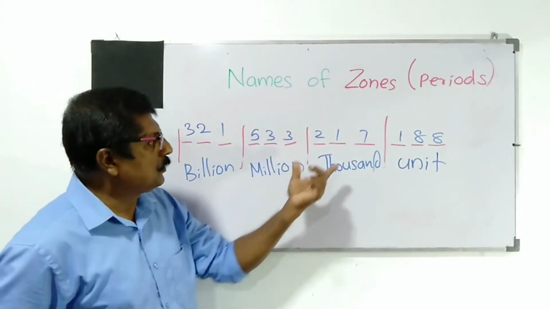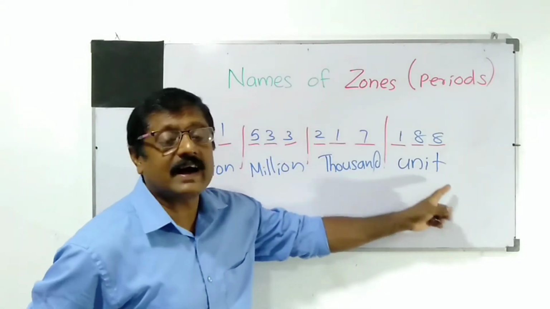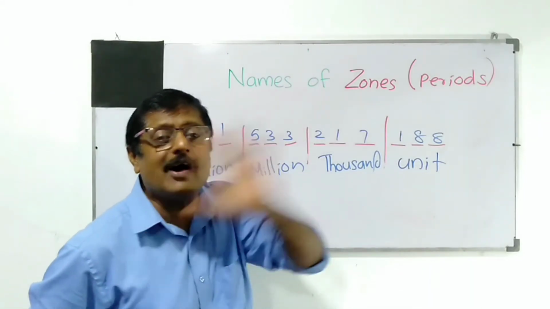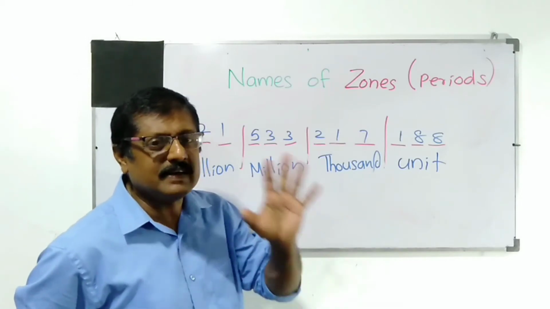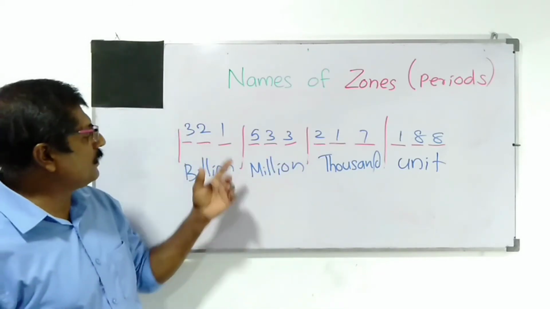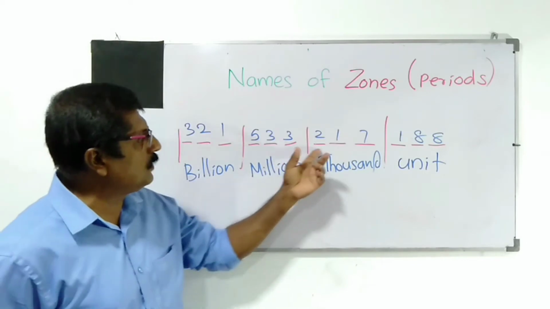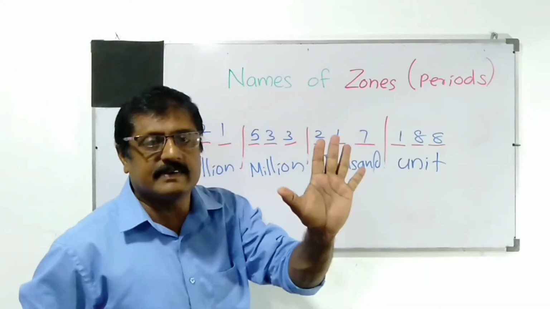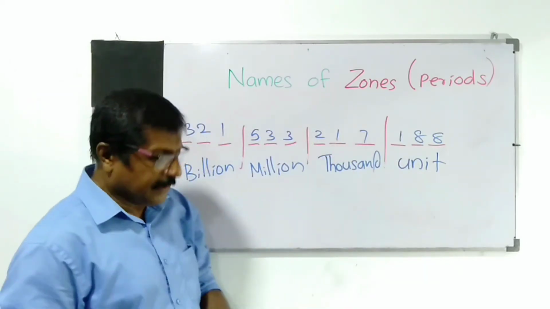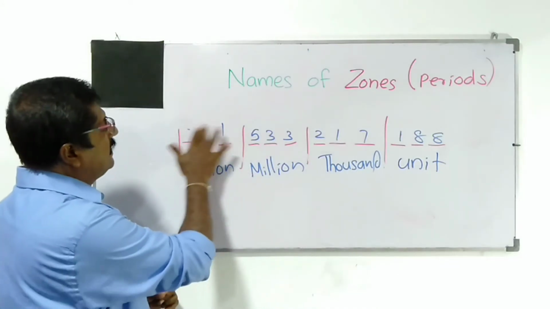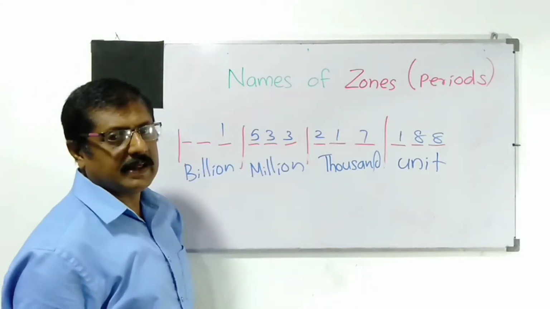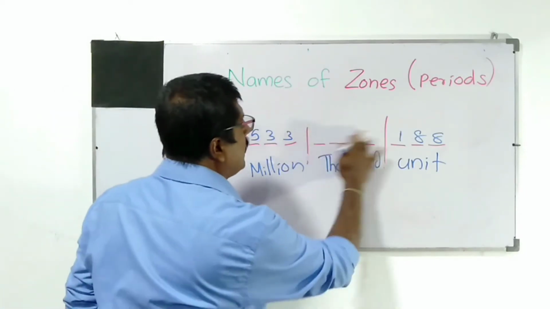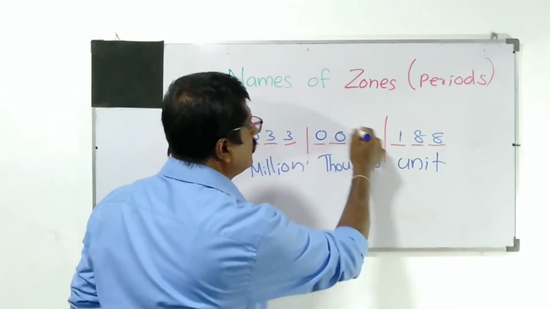533 million, 270,000. But for the last zone, we do not say unit. We say nothing. 221 million, 533 million, 270,188. That's all. Now, if this number comes like this, then what is that? 1,533 million, like that. If this one is blank, 0, 0, 0, then how can you read it?